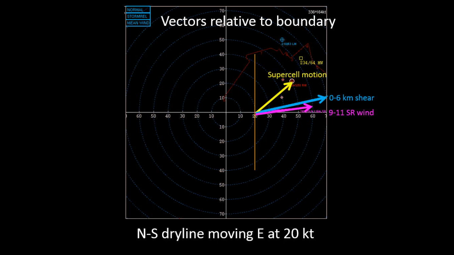Storm motion, again, transposed relative to the motion of the boundary. The supercells are actually outrunning the surface boundary where storms are initiating. So we're just using the assumed Bunkers right supercell motion as a first guess.